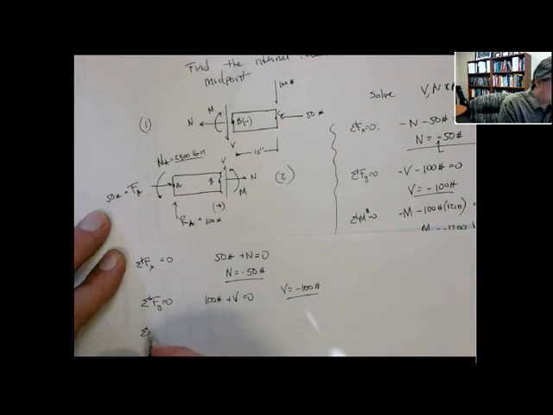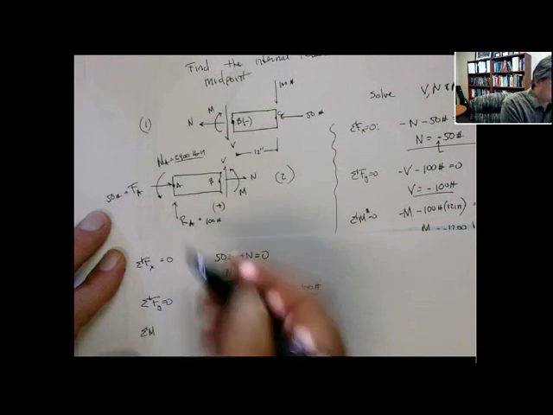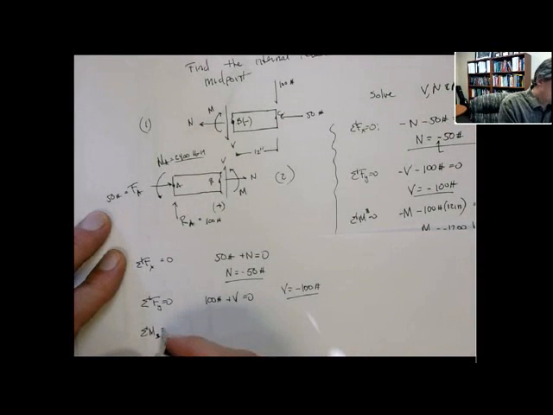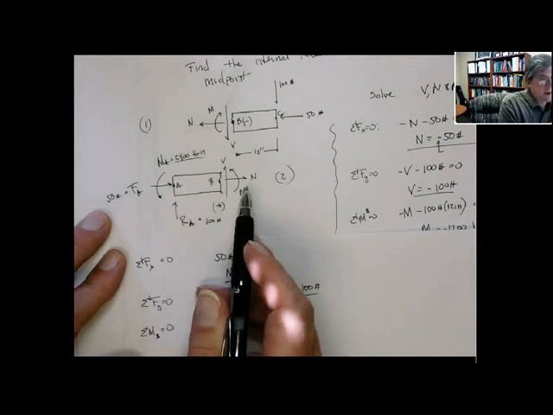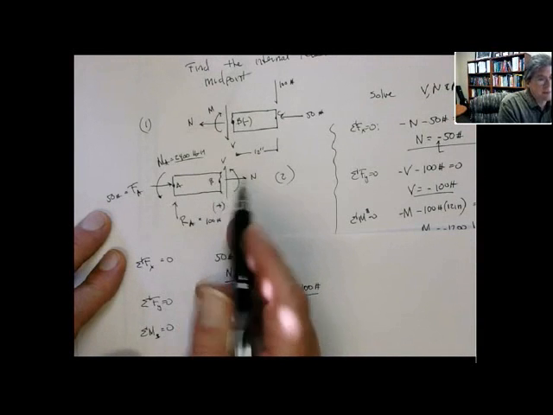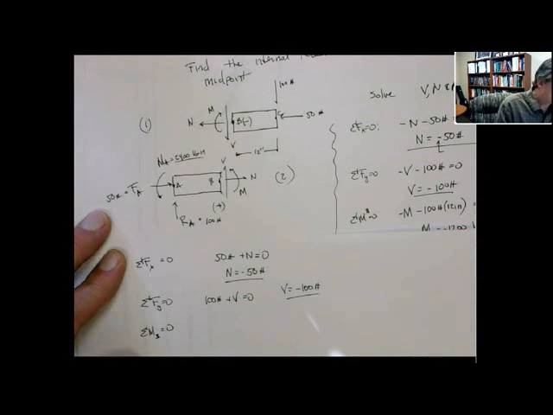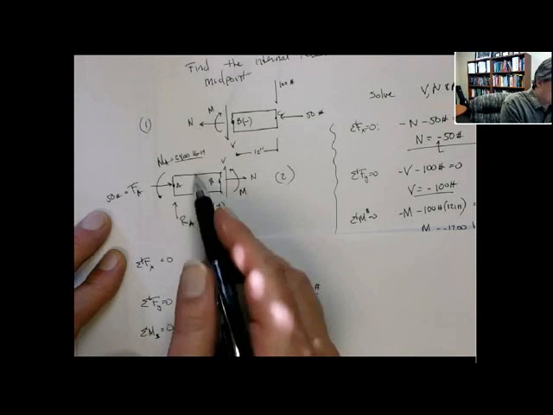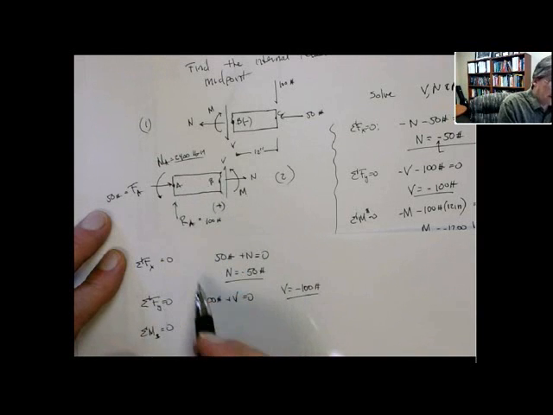And finally, we can do sum of moments. And let's do sum of moments around point B. You can do it around A. I usually do it around B because it decouples V and N from that. Okay. So if we're doing moments around point B, we have 2,400 pound inches. That's a positive moment. So 2,400 pound inches. Always put in units.